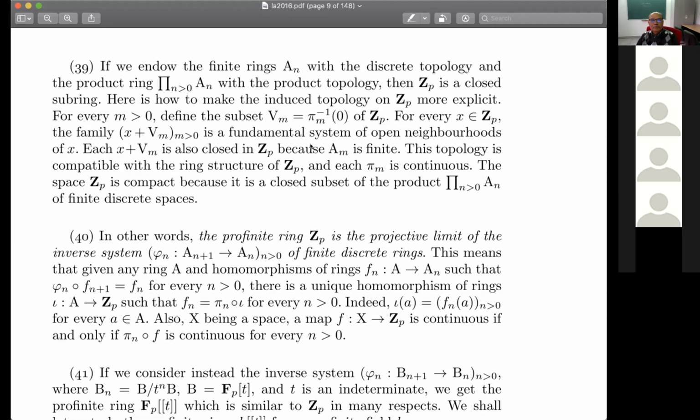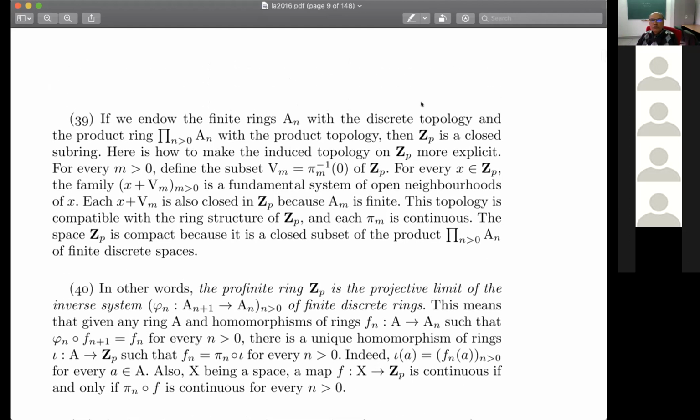Although you might say that the topology on Z modulo p to the n is not very interesting, it's discrete, the topology on Zp is far from being discrete. Okay, so it's a real topology. So how do you give a topology to Zp? One way to see it is to say that we have the product topology on the product of all these rings. And Zp is a certain subring. It's a closed subset and a subring. So it gets a topology from the product, and that makes it into a topological ring.